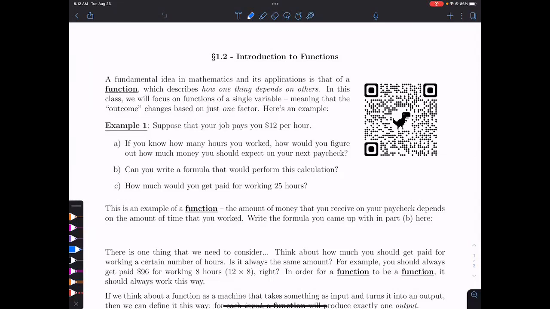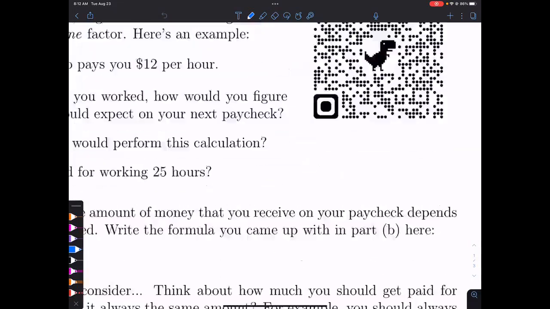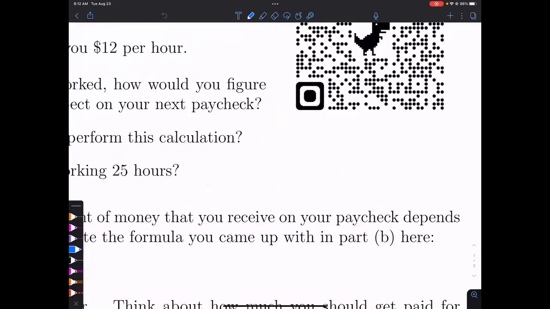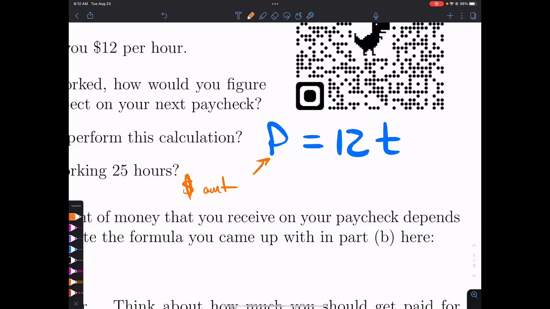And we wrote a formula that would do that for us, right? I don't remember what labels we used because everybody picked their own, but something like P, the amount on your paycheck, is 12 times T, the number of hours worked, right?